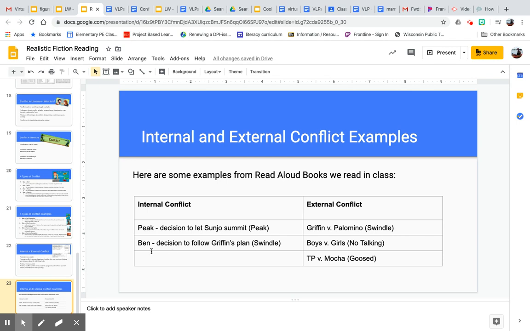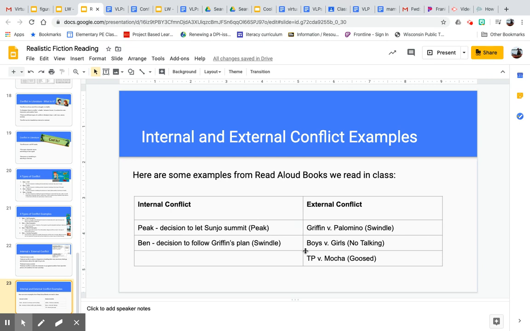When we look at the book Swindle, Ben, Griffin's best friend, he doesn't like Griffin's plans all the time. But when he realizes that Griffin's family is selling their house and Griffin might move away, he battles inside of what's the right thing to do. Should I follow Griffin's plan, even though I don't always love it and he gets us in trouble? But if I don't help Griffin out, he might move away and I might miss my best friend or never see him again. So he battles with that decision of if he should help Griffin or not, even though he's uncomfortable, right? So that's internal conflict that Ben is going through.